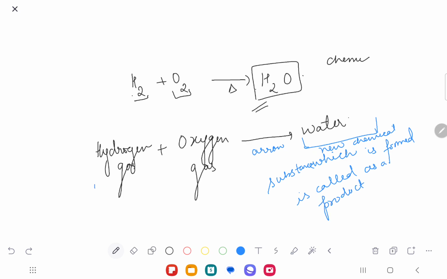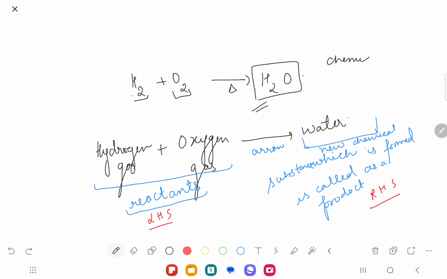You understand? H2 and O2 are my reactants. They are combining, so they are reactants. Reactant means which is combining. Are you understanding? So on the left hand side, I'm writing down the reactants, and on the right hand side, I'm writing down the products.